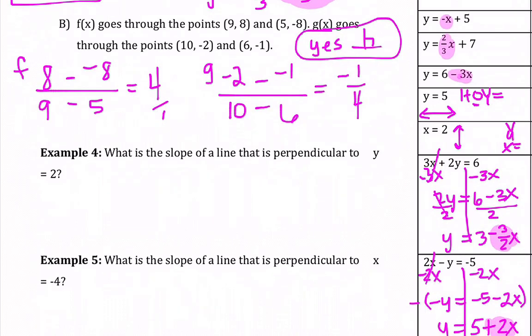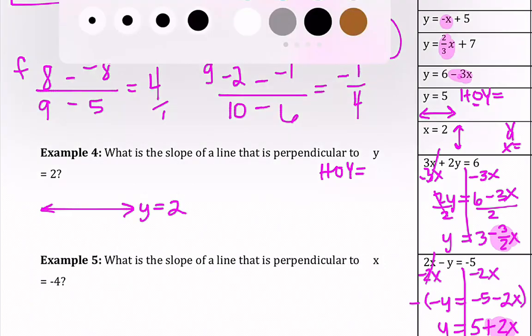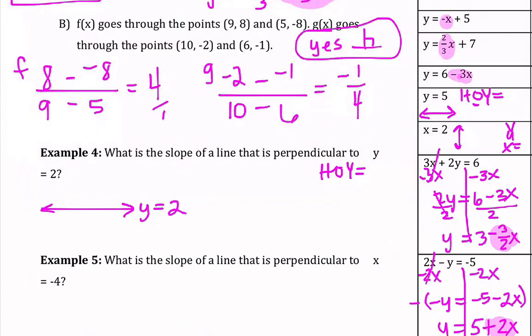Okay, on example 4, it says, what is the slope of a line that's perpendicular to y equals 2? Okay, so it's a strange one. My x's are missing. It's y equals. So y equals equations are horizontal lines. So I know y equals 2 is a horizontal line. If I wanted a line that is perpendicular to a horizontal line, I would need a vertical line. And it says what would the slope be of that line. So the slope of a vertical line is undefined.